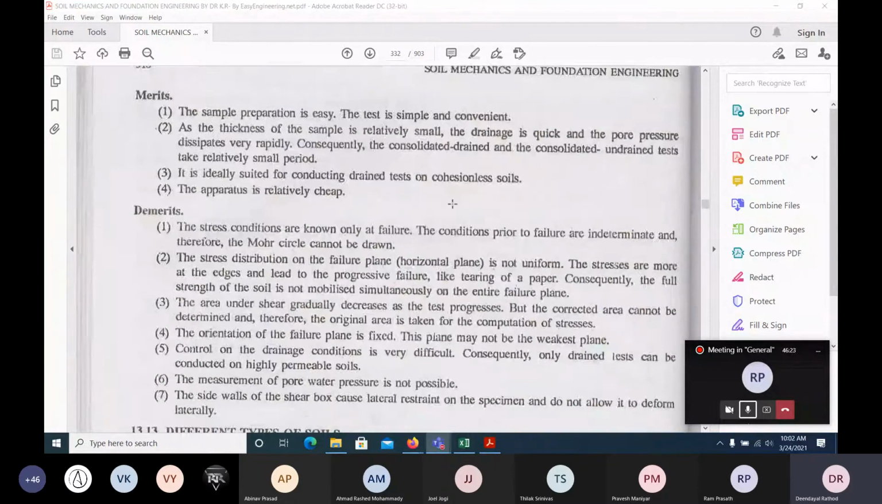Then what are the demerits? Stress conditions are known only at the failure. So we don't have other measurements. Once it has failed only, we are able to stop it, and again we apply the normal stress. The conditions prior to the failure are indeterminate, and therefore the Mohr circle cannot be drawn. In this case, whatever Mohr circle is drawn is not from this particular direct shear test. Okay, just it has been shown.